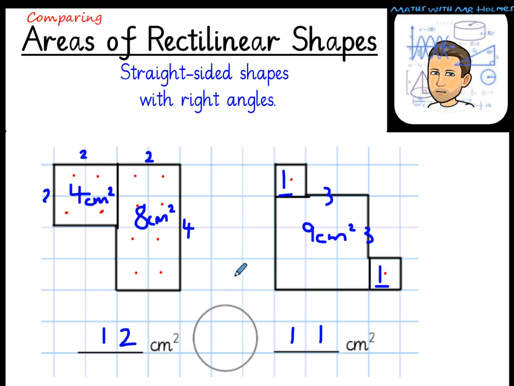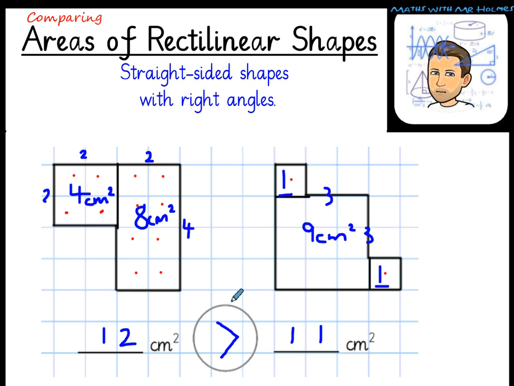So all that is left for me to do is to work out which is the largest area, and I can see it's this shape here, the first shape. So I can write my symbol in. 12 centimeters squared is greater than 11 centimeters squared.